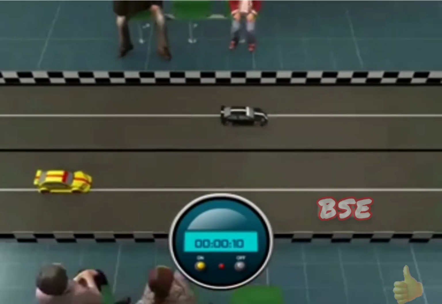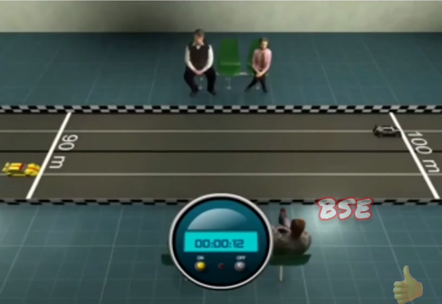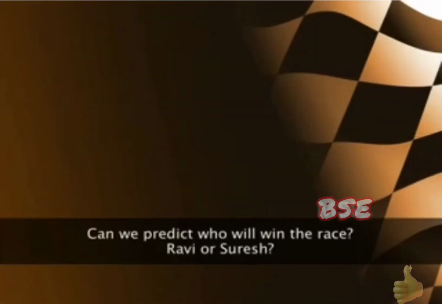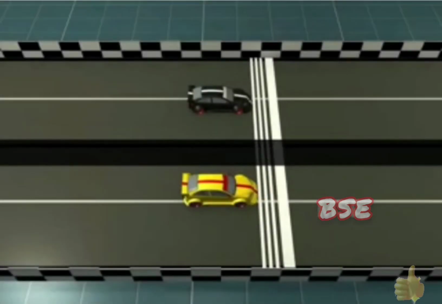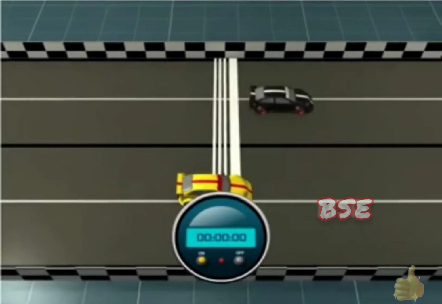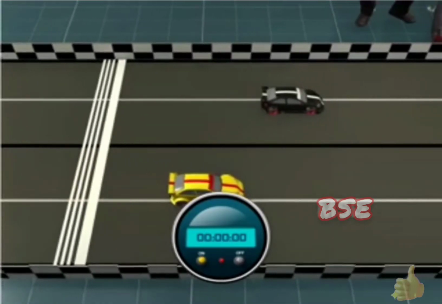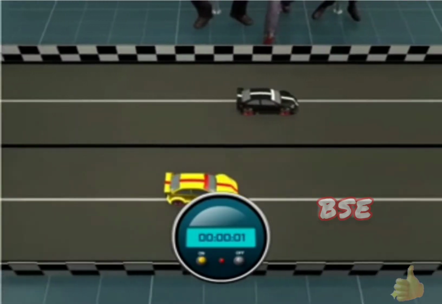Ravi's car is ahead of Suresh's car in the first half of the race. So, can we predict who will win the race, Ravi or Suresh? Well, we can predict who will win the race if we know the speed of both the cars.